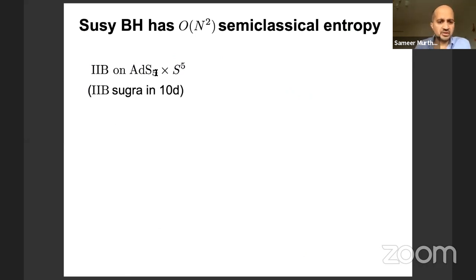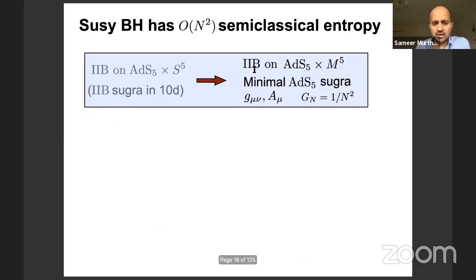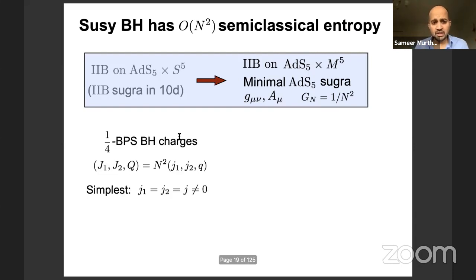So start with type IIB theory on AdS5 times S5. And again, we go to the more general context. You have minimal 5-dimensional supergravity in AdS5. This has just the metric and the gauge field as the field content. And the 1/4 BPS black holes are labeled by 3 charges, J1, J2, and Q as before. Recalling that G Newton goes as 1 over N squared, it's useful to write the gravitational charges. So scale out N squared and define small j1, j2, and q. And again, I'll talk about the simplest situation where j1 equals j2 equals j.